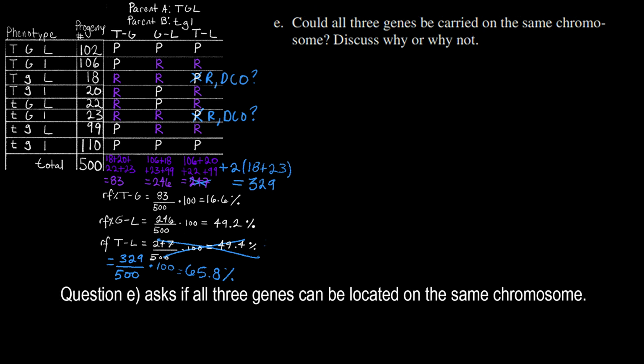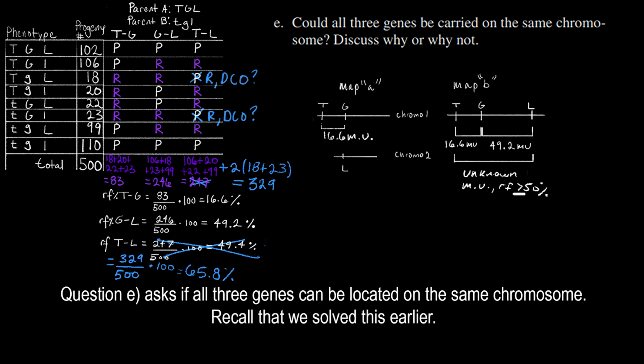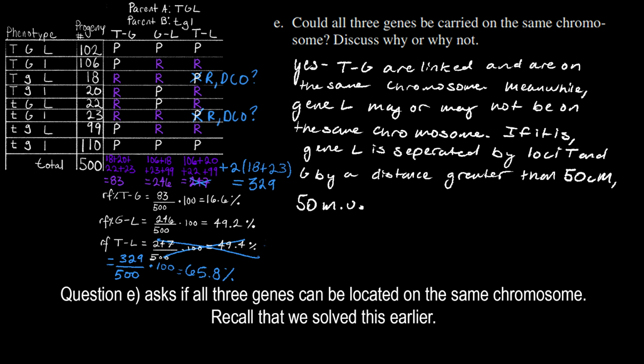Our last question, question E, asks us if all three genes can be located on the same chromosome. Recall that we solved this earlier. Yes, all three genes can be carried on the same chromosome. T through G are linked and are on the same chromosome. Meanwhile, gene L may or may not be on the same chromosome. If it is, gene L is separated by loci T and G by a distance greater than 50 centimorgans or 50 map units.